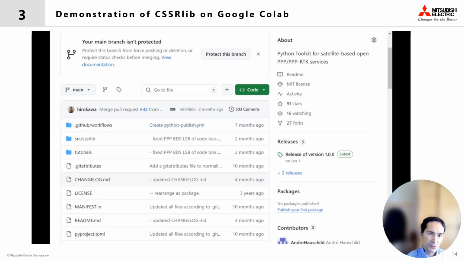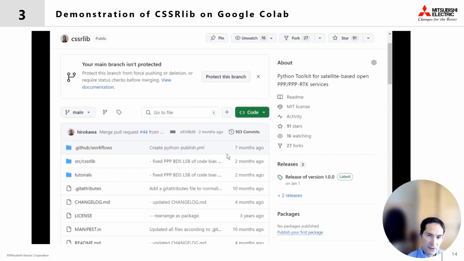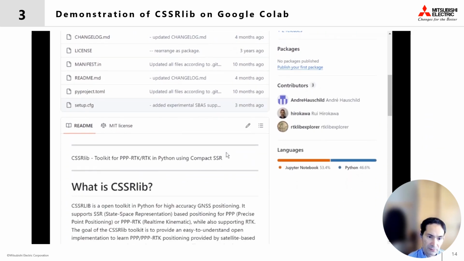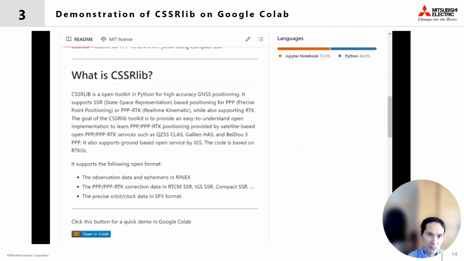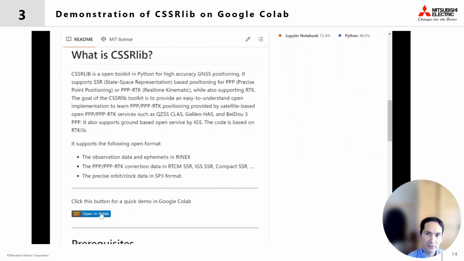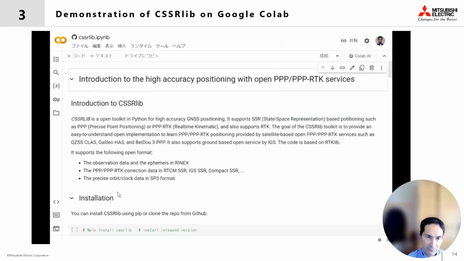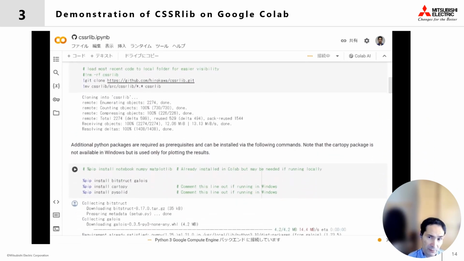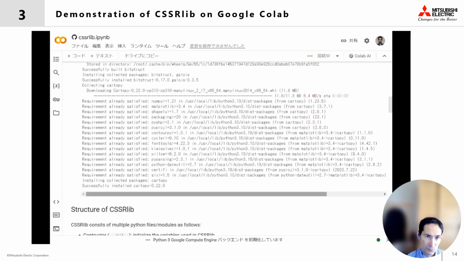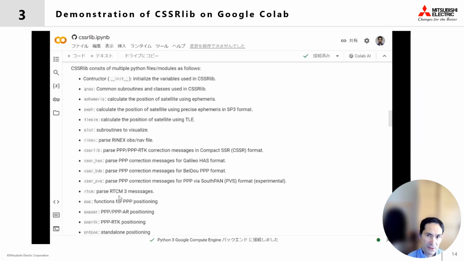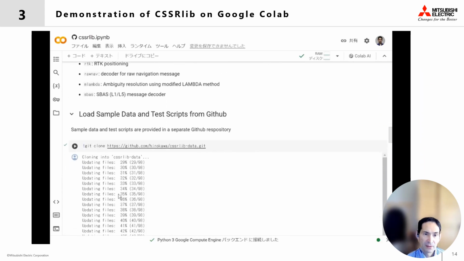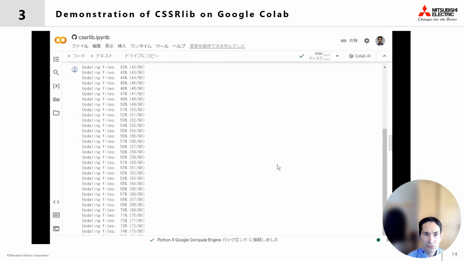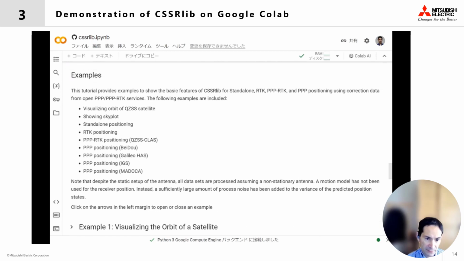Now, I show you some demonstration of CSSRLive on Google Colab. The link for the Jupyter Notebook on Google Colab is provided on the CSSRLive GitHub. If you have a Google account, you can easily test CSSRLive on Google Colab. At first, we should install the required package such as CSSRLive. The first example shows the orbit plot for the QZSS satellite.